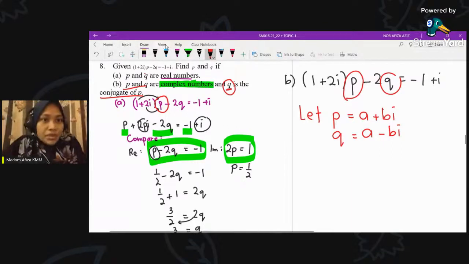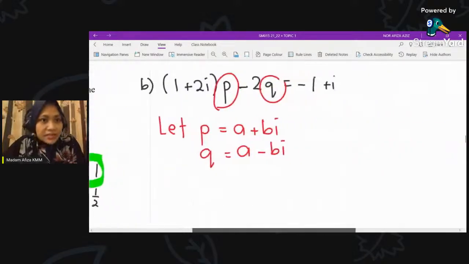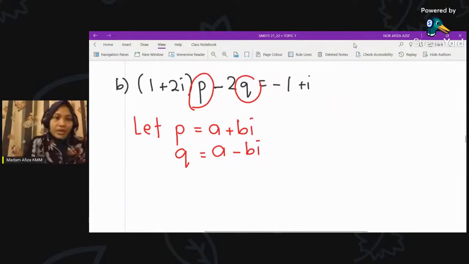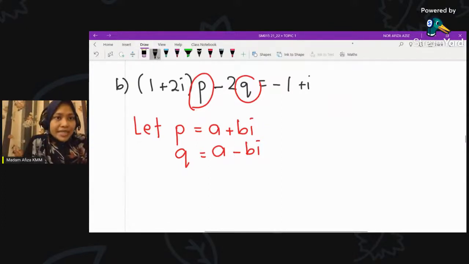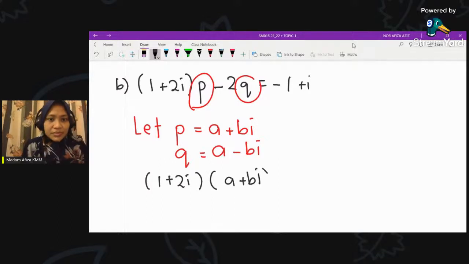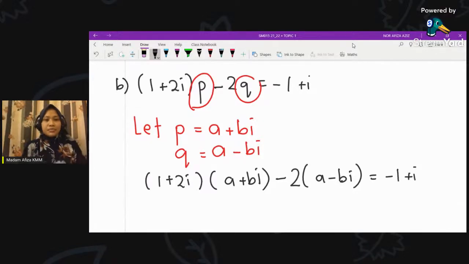Now let us zoom in a little here so you can see clearly. Okay, so now we will continue. The solution is by substituting P and Q with a plus bi and a minus bi. So let me write down (1 plus 2i) times P, and then minus 2Q, where Q is a minus bi, equals negative 1 plus i.